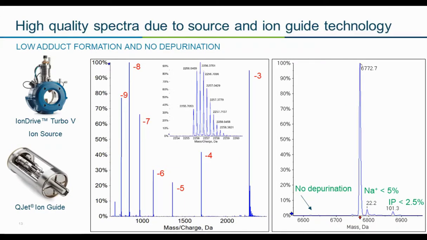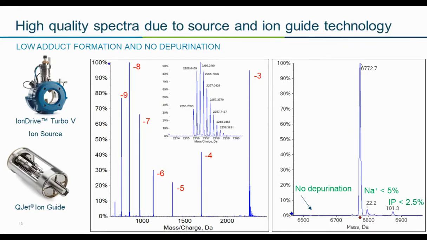And here we see the high quality of spectra due to source and ion guide technology. What really helps here is the improvement in quality of spectra due to the design of the mass spectrometer interface. The use of the IonDrive and the use of the QJet enables a really intense major parent ion and less presence of things like sodium adducts, which can interfere with the spectrum.